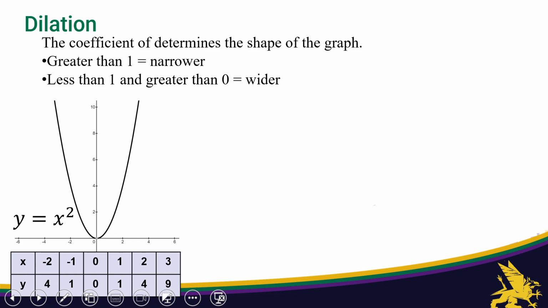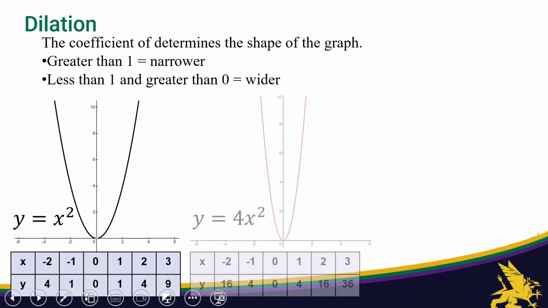Let's talk about a couple of examples. So we've just done x squared. Let's now move on to y equals 4x squared. So this is getting us to understand the word dilation. So what happens with the dilation? It's focusing on the coefficient of the x squared. So when it's greater than 1, it will become narrower. So it means the gradient is going to become a lot steeper.